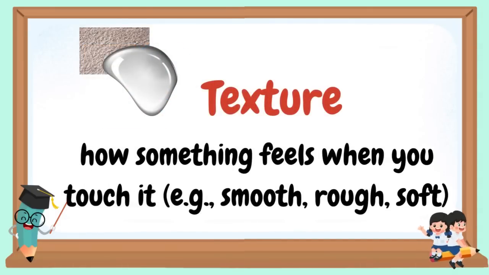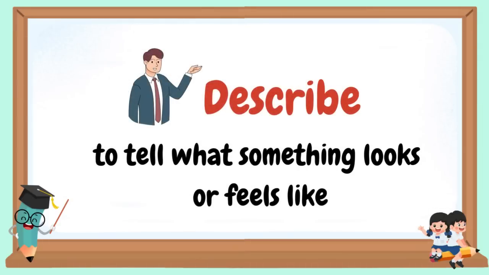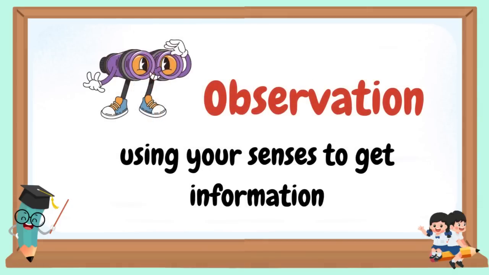Texture, how something feels when you touch it. Smooth, rough, soft. Describe, to tell what something looks or feels like. Observation, using your senses to get information.